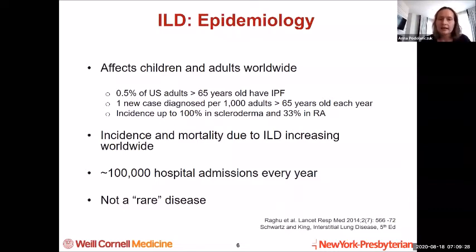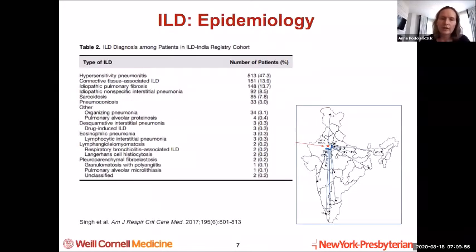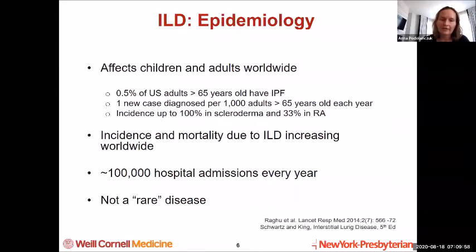The incidence and mortality due to interstitial lung disease is increasing worldwide. And in the US, this is a high burden disease. There are roughly 100,000 hospital admissions every year for interstitial lung disease. These patients tend to be very sick once they're diagnosed and contribute to a lot of hospitalization. And the bottom line is that these used to be thought of as rare diseases, but both in the US and globally, they're moving up in terms of impact and mortality, and they're really no longer considered rare diseases.